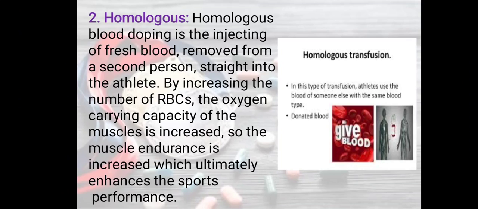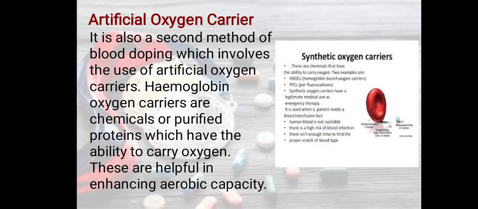As the red blood cells increase, the oxygen carrying capacity to the muscles also increases, and the muscle endurance increases, which is going to improve the sports performance of an individual. Then second, we are having artificial oxygen carrier. Artificial oxygen carrier is a second method of blood doping, which involves the use of an artificial way of carrying the oxygen. That means, with an artificial way of carrying the oxygen, definitely the performance increases.